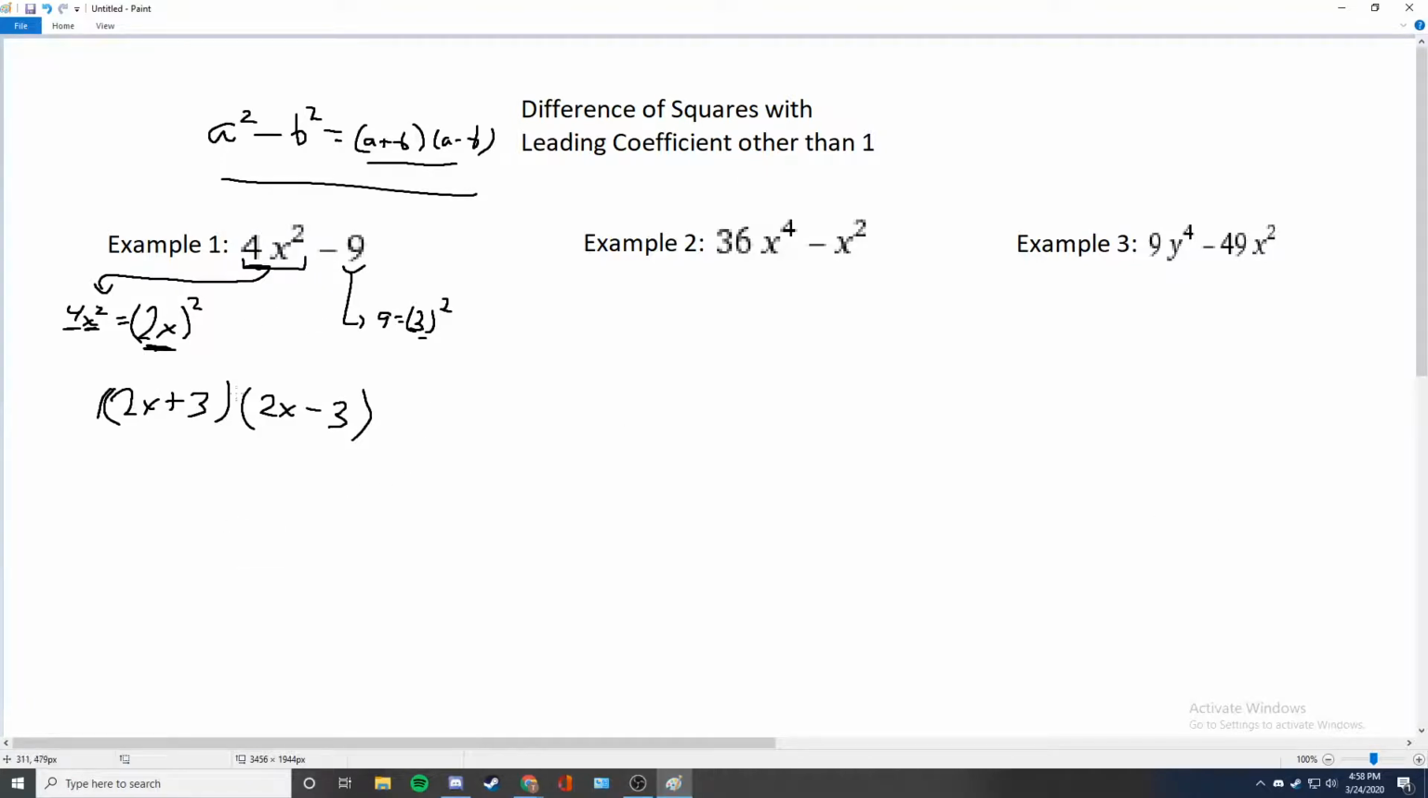So as you can see, it's pretty much the same general process. It's just at the beginning we have to do a little bit more to figure out that term.